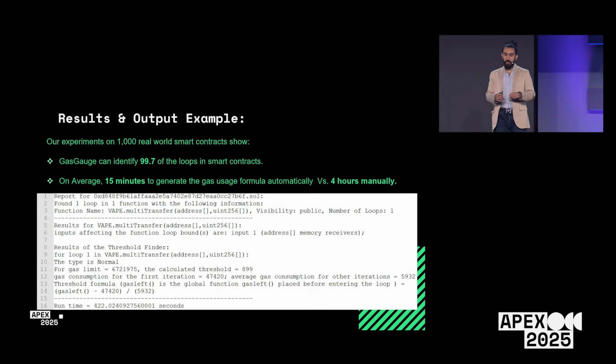And in fact, it took only 15 minutes on average per loop for GasGauge to automatically generate that report. Before GasGauge, it used to take 4 hours for auditors to manually perform that. And the accuracy of GasGauge on the 1,000 real-world smart contracts that we tested it on was 99.7%.